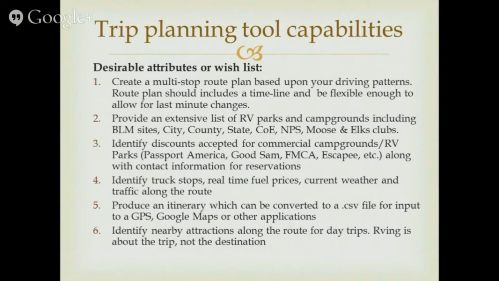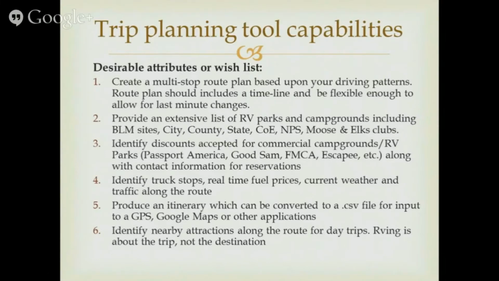I'd like to be able to identify truck stops and real-time fuel prices, as well as current weather and traffic along the route. Now, some of the trip planning tools will identify truck stops, all or part of them. They may give me fuel prices. Very few will give me current weather and traffic along the route, but my GPS provides or adds that function.